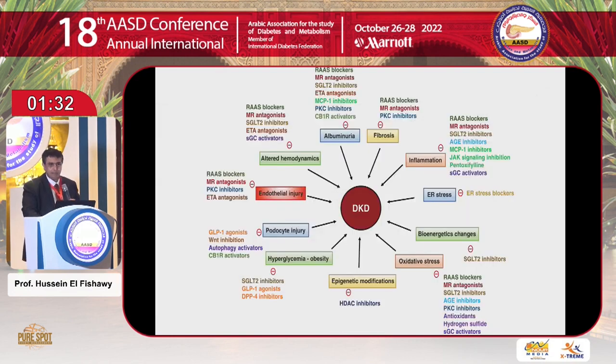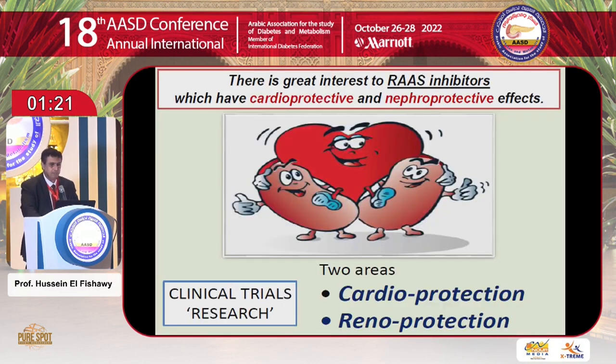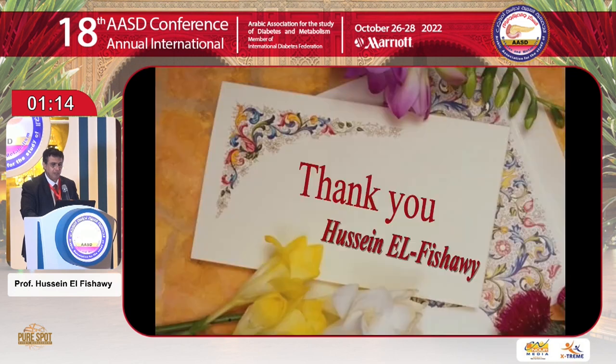And here we go back to our diagram: we should cover all these aspects to achieve retardation of the progression of CKD in diabetic patients, so there is great interest in RAAS inhibitors, which have cardioprotective and nephroprotective effects. This is in the research and clinical trials, and thank you. Thank you very much.